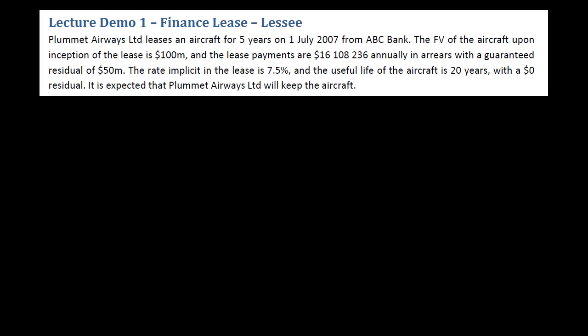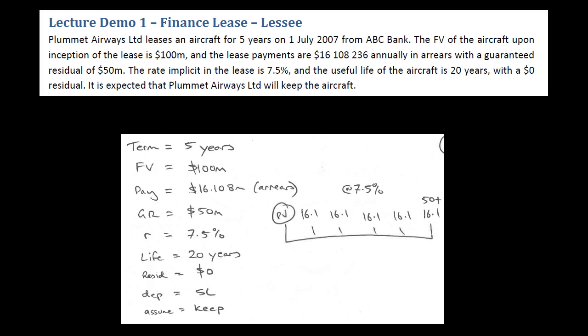So what we have, I'll just make that a bit bigger. What we have is an aircraft being leased and the term is 5 years, or if you want to call it 5 periods, whatever you need to do, but 5 years. The fair value of the aircraft upon inception was 100 million. The lease payments are a really funny looking number, which has been done for a reason. And they've been done in arrears and they're annual, so they're the same length as the period.